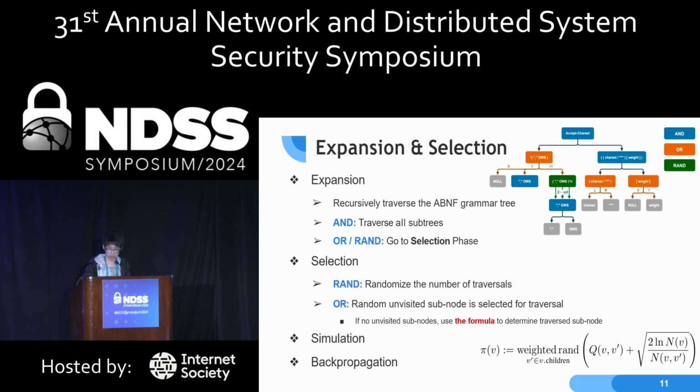In the selection phase, if the node is a RAND node, the traversal times of the child nodes are decided at random. If it is OR, then a random unvisited node is selected for the next traversal.